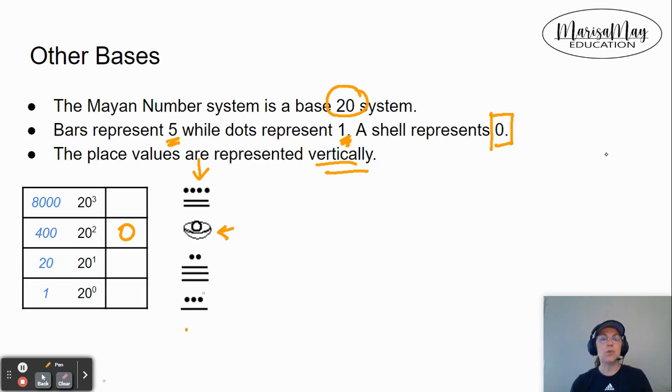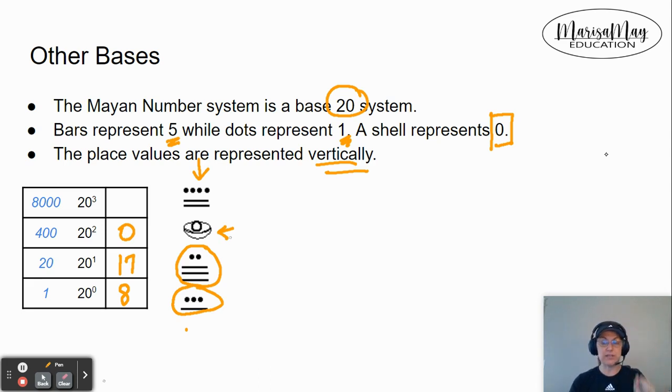I'm going to start at the bottom. So remember, this is our first digit. Bars are 5, dots are 1. So this means we have 1 bar, which is 5, plus 3 dots, which is 3. So we get 8. So we have 8 groups of 1. Let that sink in. Before we look at the next group, our next place value has 3 bars and 2 dots. 3 bars, each being 5, that's 15, plus 2 dots gives us 17. That means we have 17 groups of 20.